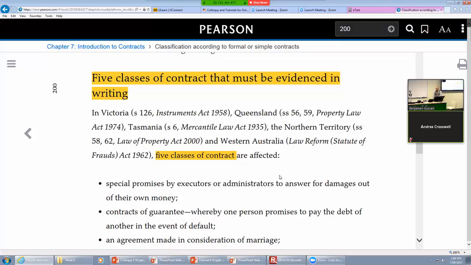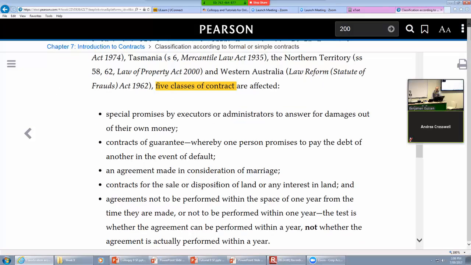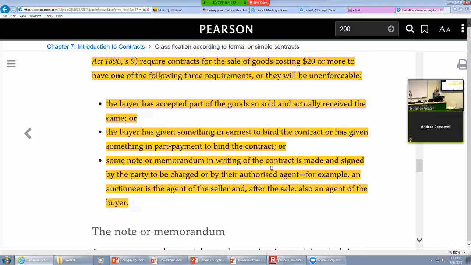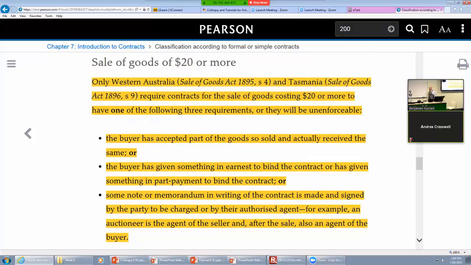So in the exam you have all of this available to you, right? Take the textbook with you just in case you didn't put this stuff in your notes. So you have special promises by executors or administrators to answer for damages out of their own money. That's not the case here. Contracts of guarantee, no. An agreement made in consideration of marriage, no. Contracts for the sale or disposition of land, no. Agreements not to be performed within the space of 1 year from the time they are made, no. So it must be then something about the sale of goods.